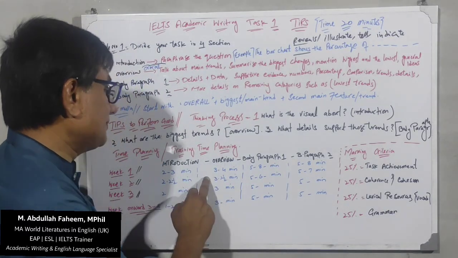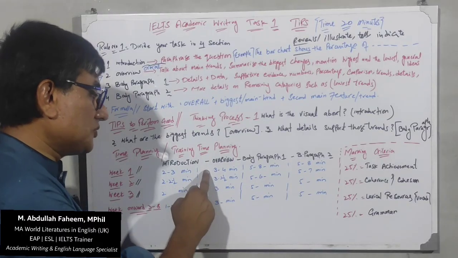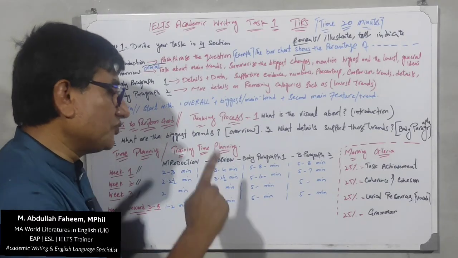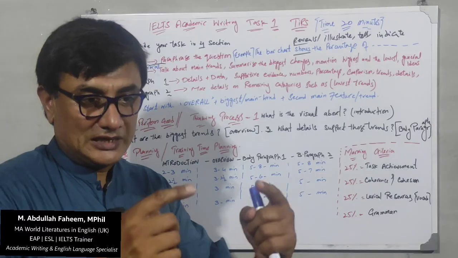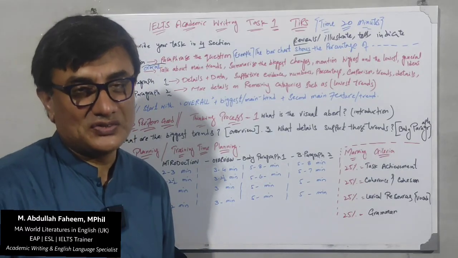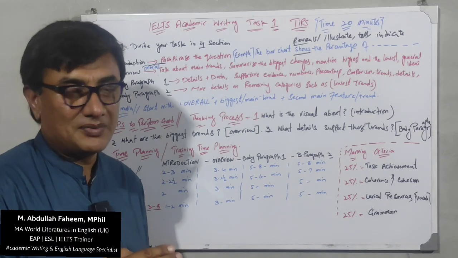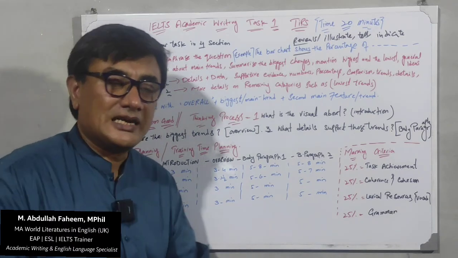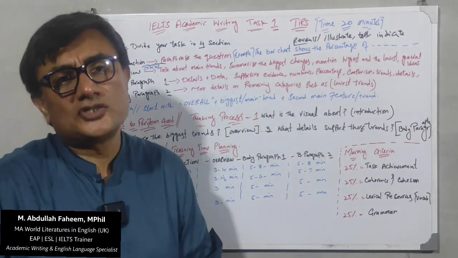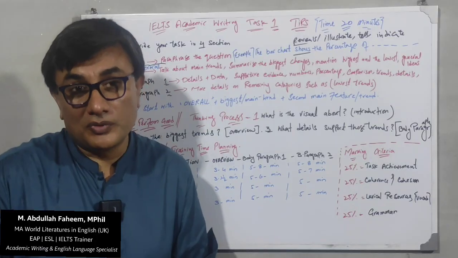In the first week, for the overview section, in the beginning you spend 3 to 4 minutes because you have to visualize all the data, so it requires 3 to 4 minutes. Then in the second week, reduce half a minute, 3 to 3.5 minutes, then change it to 3 minutes and 3 minutes onward. You may write it in just 2.5 minutes. It's up to you, it's your performance.